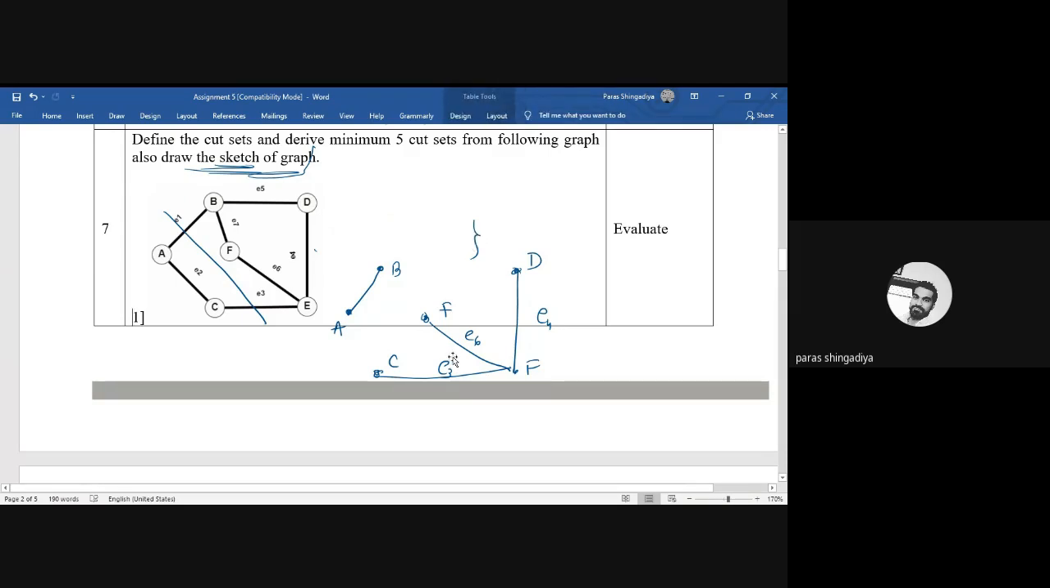The next example is the concept of cut set, and here some graphs are given to find the cut set. It is given that you have to predict the minimum 5 cut sets for this given graph.